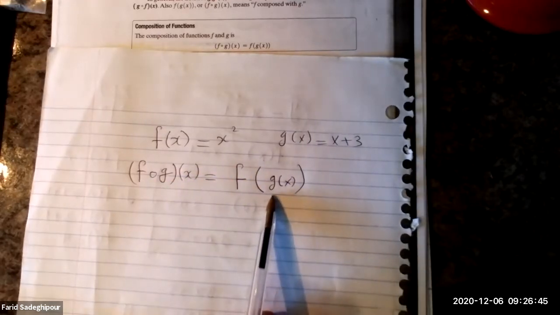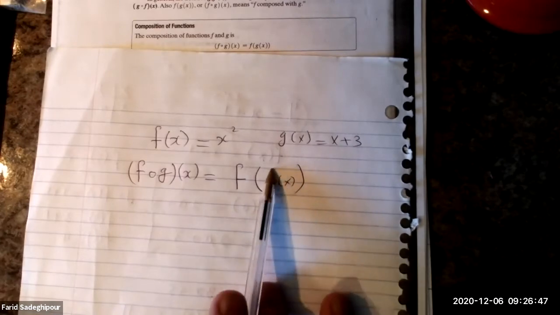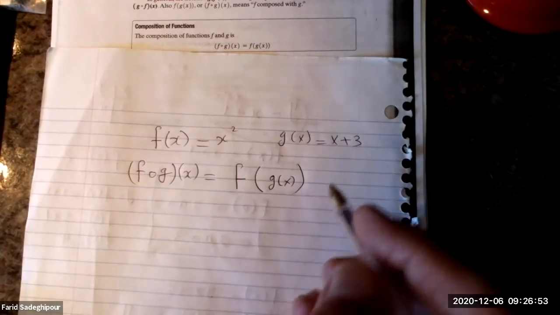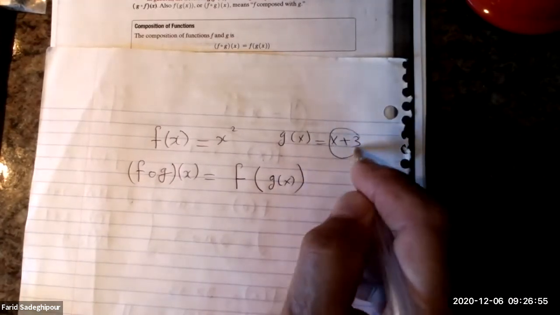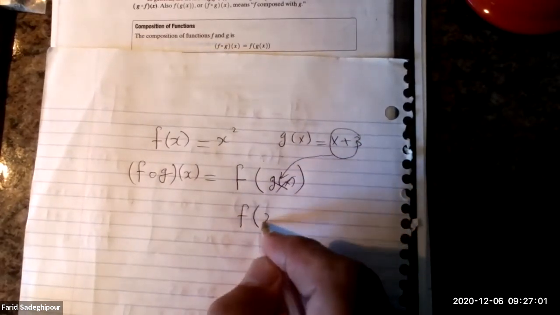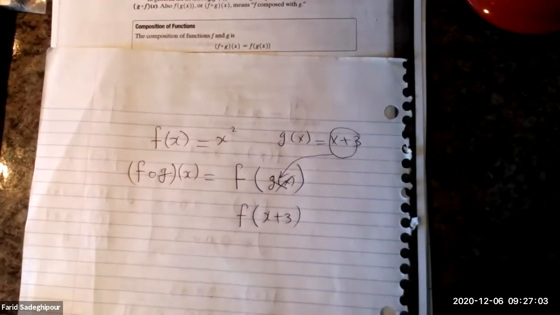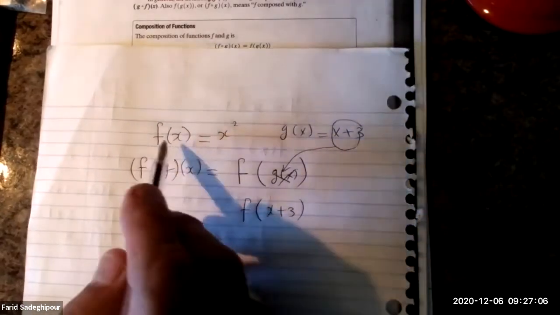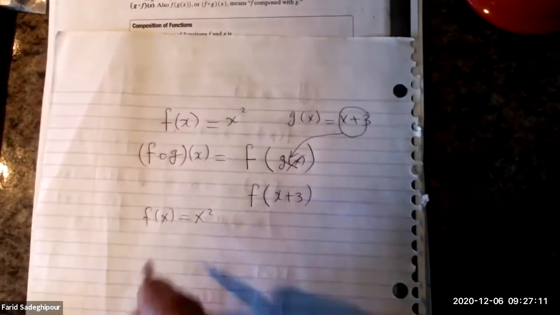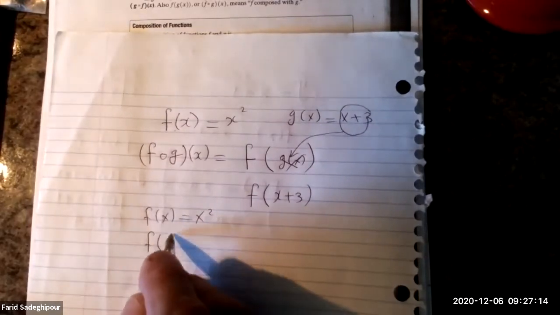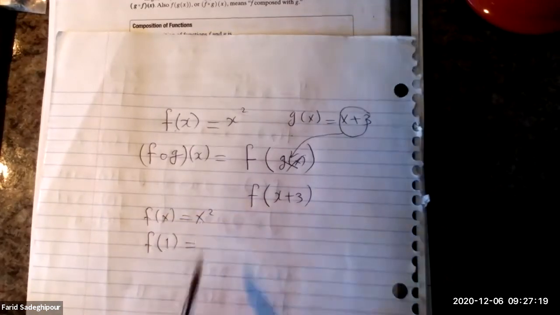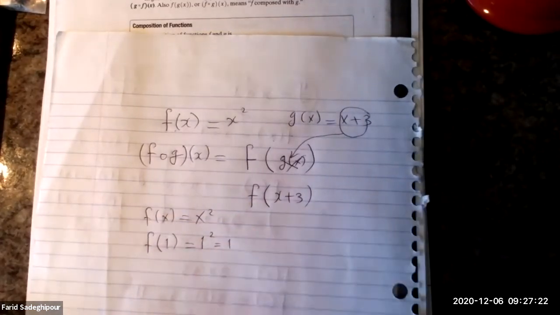Now, g of x is x plus 3, okay? So instead of g of x, you put x plus 3 here. So now you have f of x plus 3. Now, what does f of x plus 3 mean? You understand that f of x equal to x squared. What if I ask you to find f of 1? F of 1 means take 1 and substitute for the x. So it would be 1 to the power of 2, which is 1.